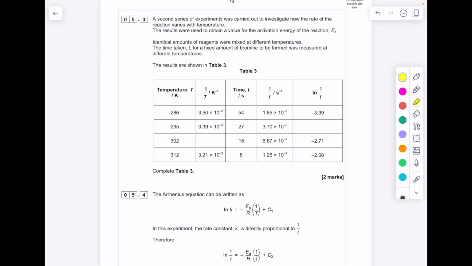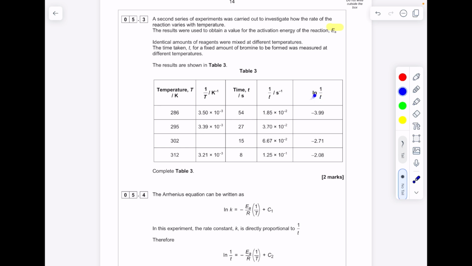A second series of experiments was carried out to investigate how the rate of the reaction varies with temperature. The results were used to obtain a value for the activation energy. Identical amounts of reagents were mixed at different temperatures. The time taken for a fixed amount of bromine to be formed was measured at different temperatures. Complete table 3. So here we're being asked to find the natural log of 1 divided by t.